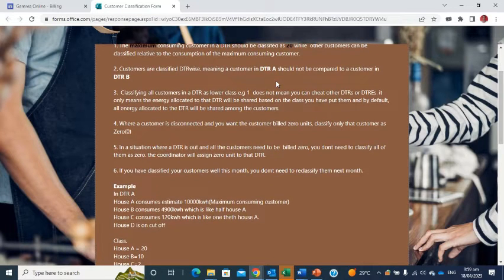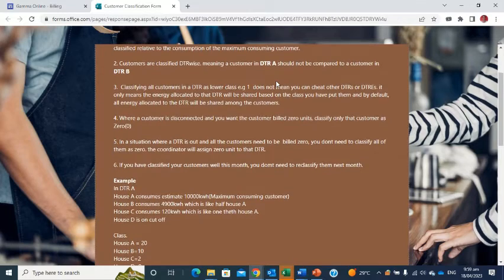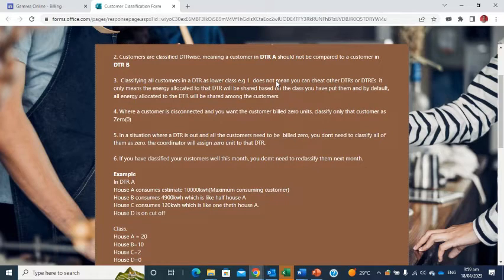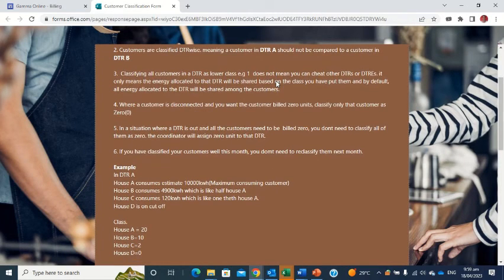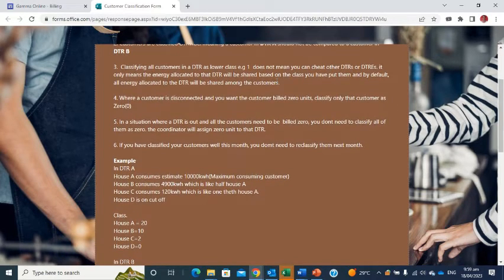Thirdly, classifying customers in a DTRO as low rank class, e.g., 1, does not mean that you can cheat other DTROs. It only means the energy allocated to that DTRO will be shared based on the class you have put there. And by default, all energy allocated to the DTRO will be shared among the customers. What that means is that some DTRO executive may want to act wise and say, okay, I'm going to classify all my customers in all my DTROs 1, 2, 1, 2, 1, 2.